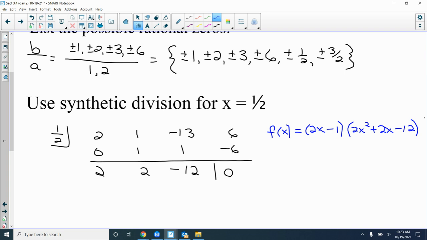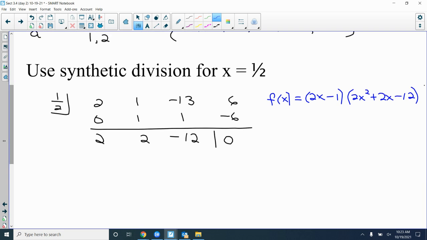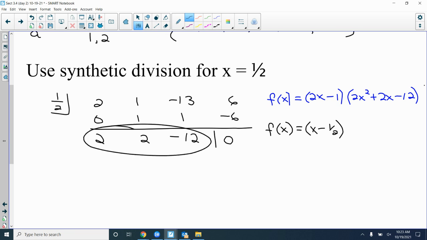Here's how you got to do this. This is why I wanted to specifically talk about a half. Start with whatever this is, it's always x minus that number. Start with x minus a half, times, we always multiply it by this reduced polynomial, right? Which would be 2x squared plus 2x minus 12. Well, what do you notice about the 2x squared plus 2x minus 12?